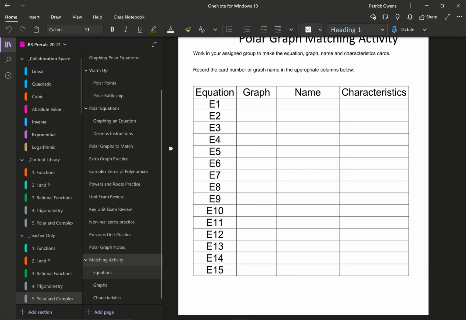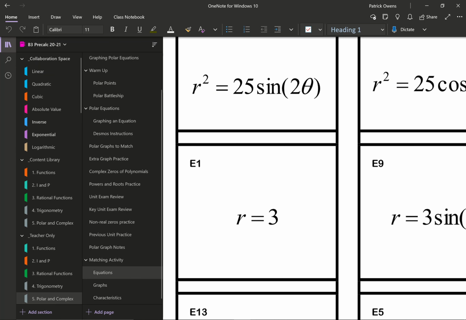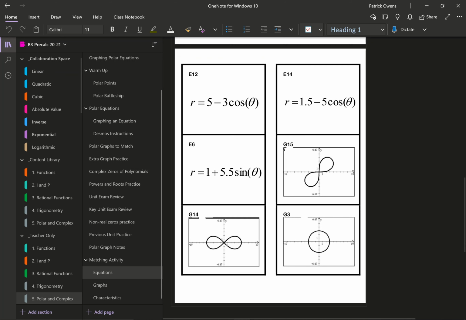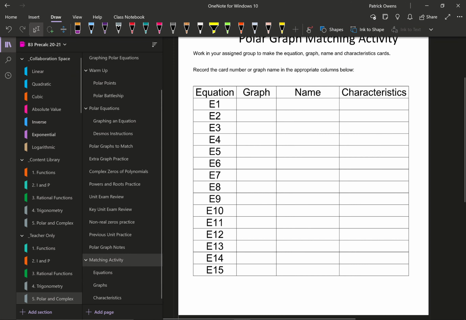So our equations, if we start with E1, we have r equals 3. What we want to do is find in our graphs, there are a few graphs here, one where r is equal to 3. If we have no theta involved, it's just an r, we're going to have a circle with a center of the origin. So in this case, we've got G3 as our graph for this, and we know it's a circle.